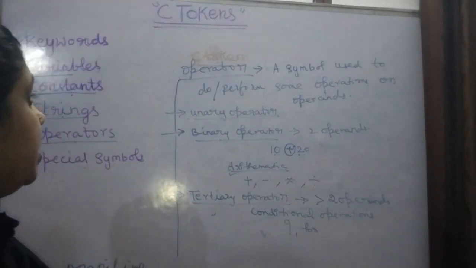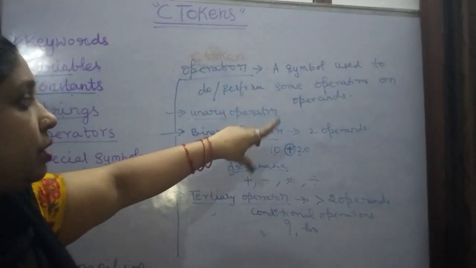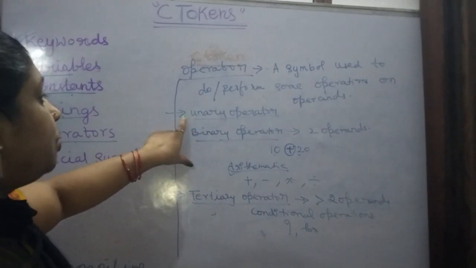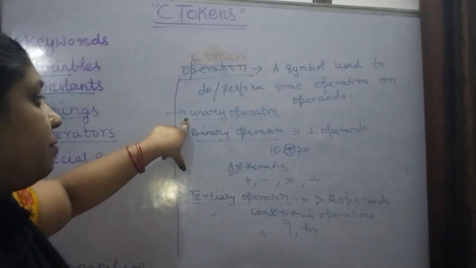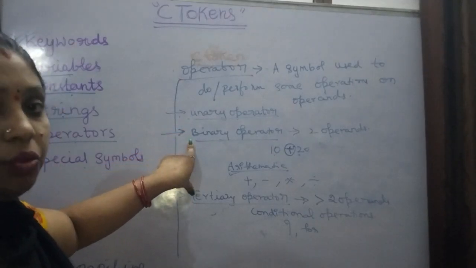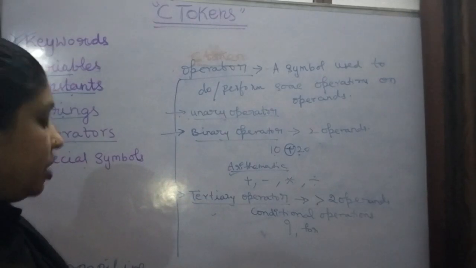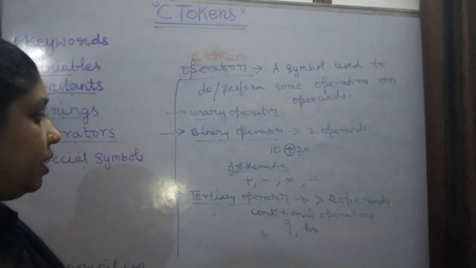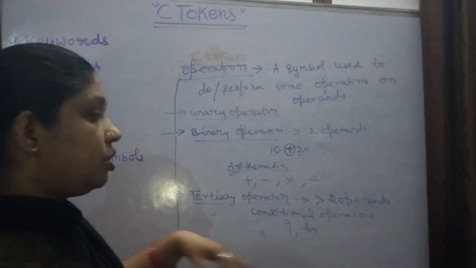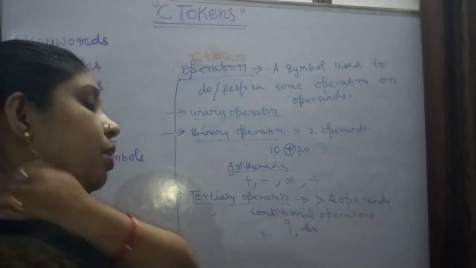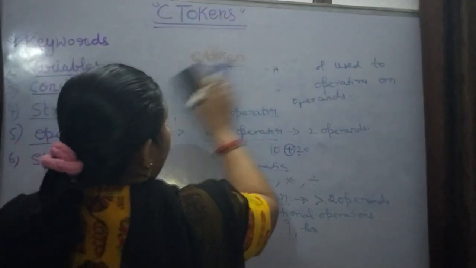So an operator is a symbol which is used to perform operations on operands, and you have three types of operators: unary, binary, tertiary. Unary will have only one operand, binary will have two operands and takes all arithmetic operations, and tertiary is used for more than two operands and for conditional operations. This is about the operators.